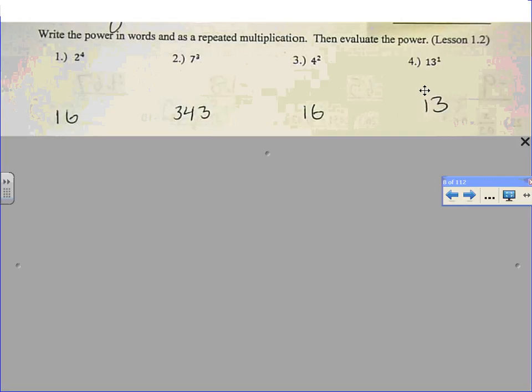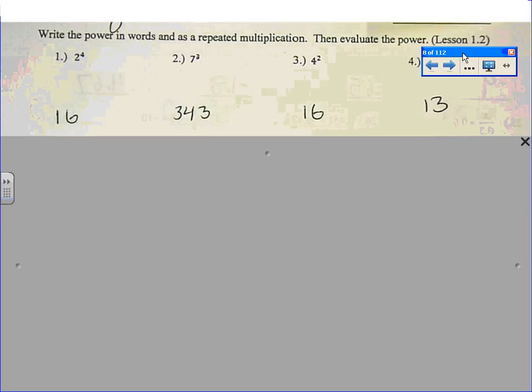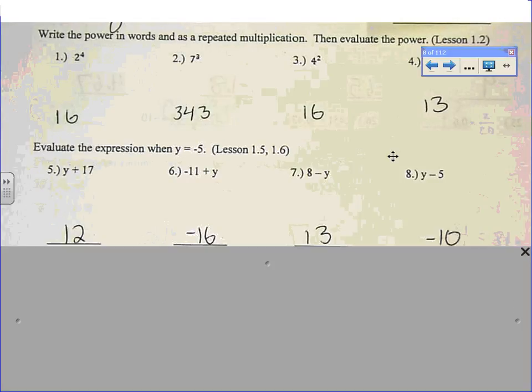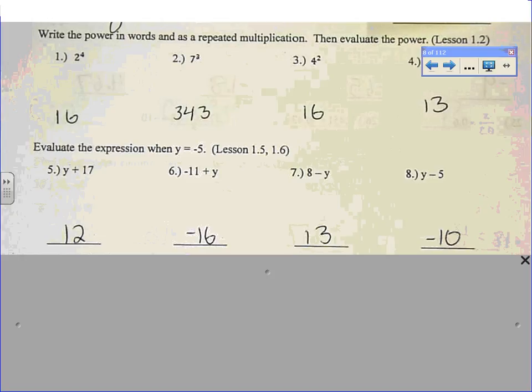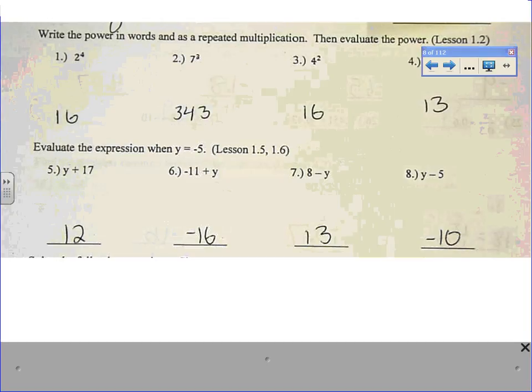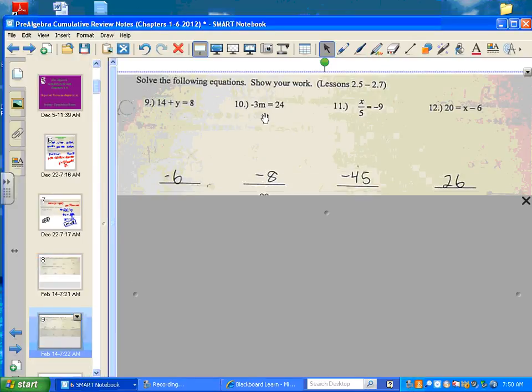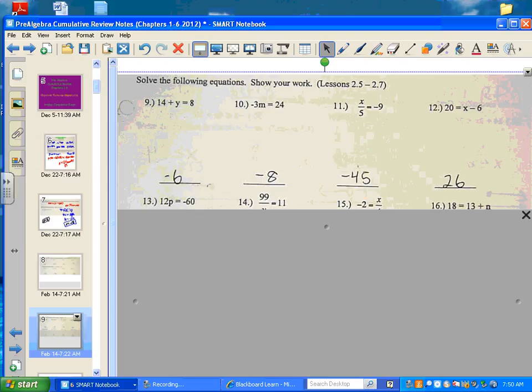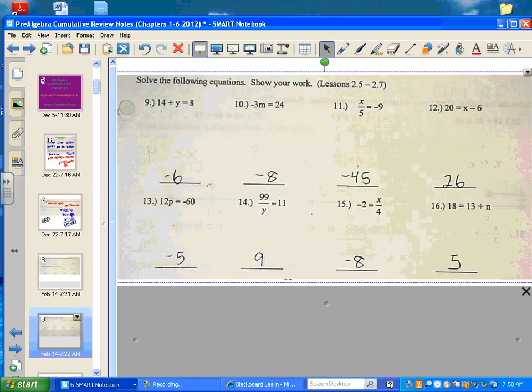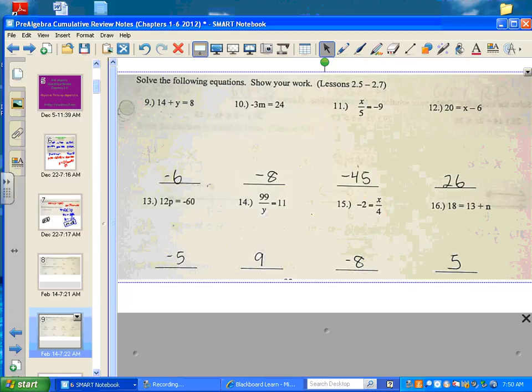Okay, Gio, can you give us the answers to numbers 5 through 8? Good job. Skylar, answers for 9 through 12. Yep. Good job. Okay, answers to numbers 13 through 16. David? Yep. Good job. Answers to numbers 17 through 20, Greta? Yep.